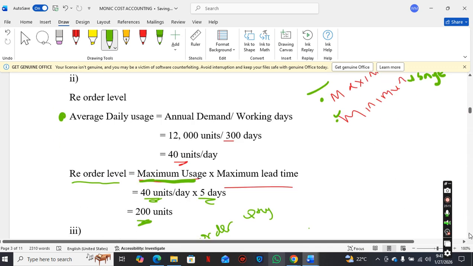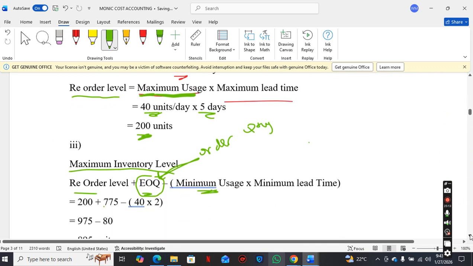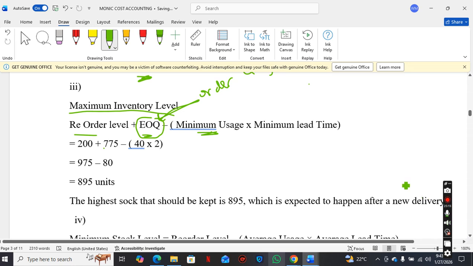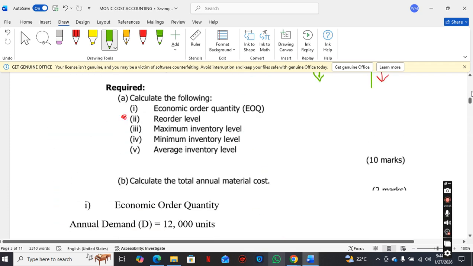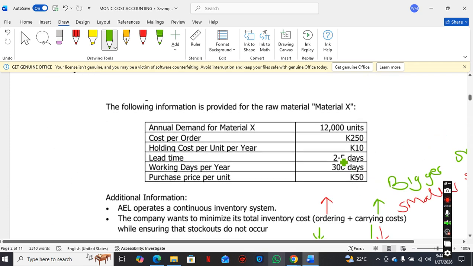On the 2 days, you said what? The minimum on the one where they told us what? Ask your question again. The information which we were told before we arrived to the 2, which is in the brackets here. What is the original information? They told us lead time is 2 to 5 days. Okay, so we get the minimum, which is 2, right? Okay.